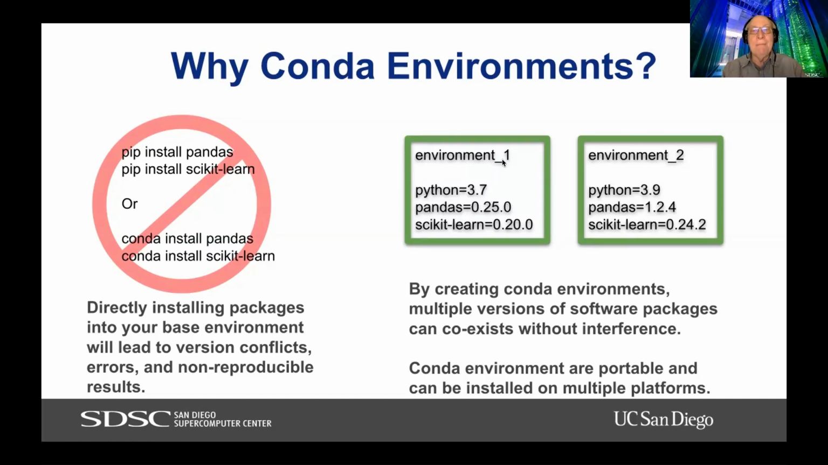So for example, this environment 1 uses Python 3.7 and a particular version of Pandas and scikit-learn. You can have a second environment use a different version of the same software, and they can coexist. And you can use either one of the environments, and you won't have any version conflicts here. But more importantly, this Conda environment is portable. Let's say you work on a Mac, you can move it over to a Windows system or to a Linux system, such as Expanse.